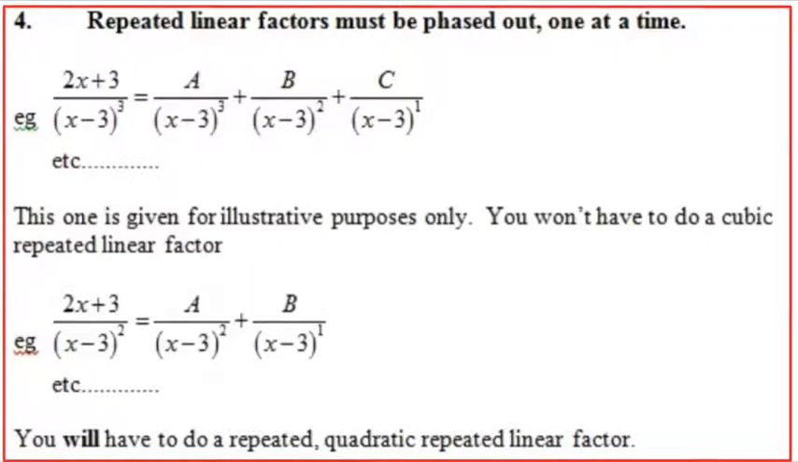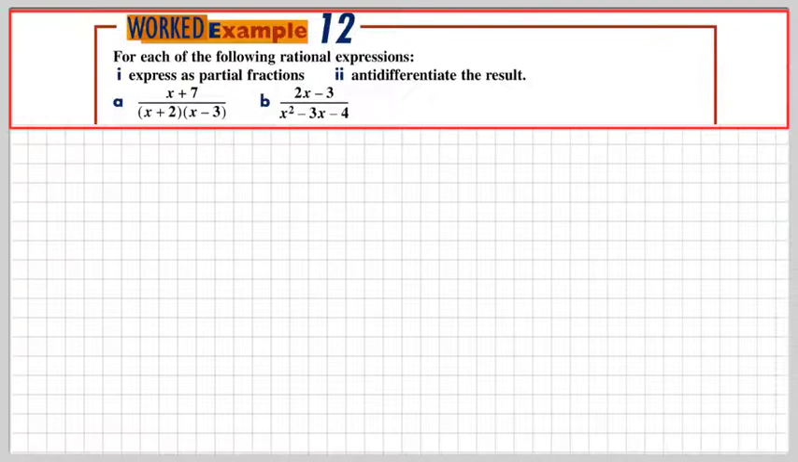Now this one's only for illustrative purposes. You don't have to do this. It's too hard, okay? But that's how you do them. Now you might have to do a quadratic repeated linear factor, but they won't ask you to do a cubic one. It would just be too much trouble. Okay, armed with that information, let's launch into them and see what we can do.